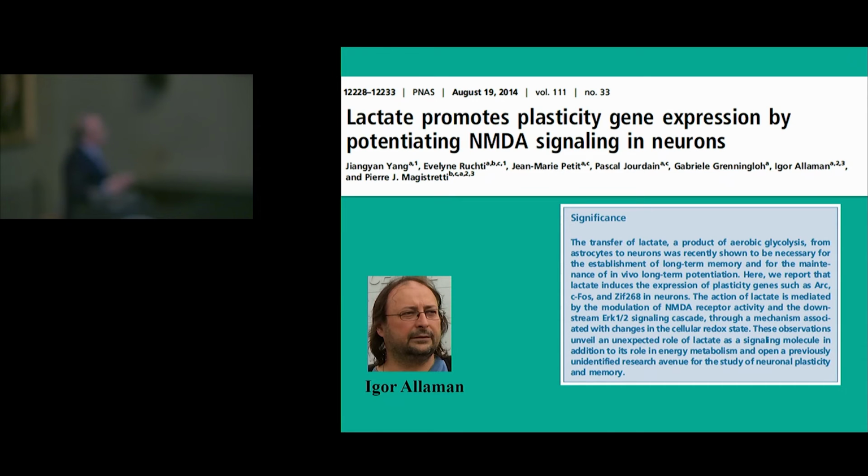And so we looked at trying to understand the mechanism through which lactate was specifically involved in learning and memory consolidation. And eventually we found that lactate promotes the expression of a number of genes involved in plasticity by increasing the activity of the NMDA receptor, which in a way is not so surprising because the NMDA receptor is key for memory consolidation.